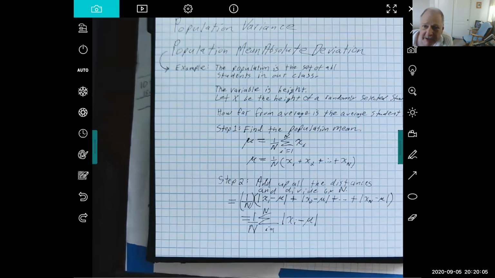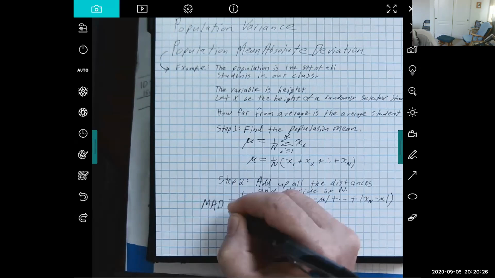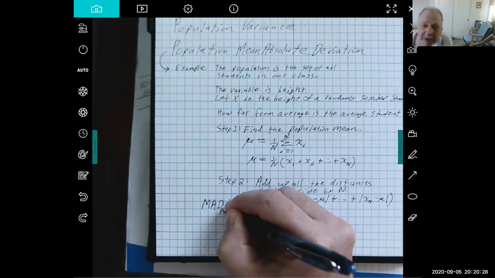And so that's my mean, or my average absolute deviation. How far does each individual deviate from the mean? And then we take the mean of that. So the mean absolute deviation, I'll call that MAD, for the population.